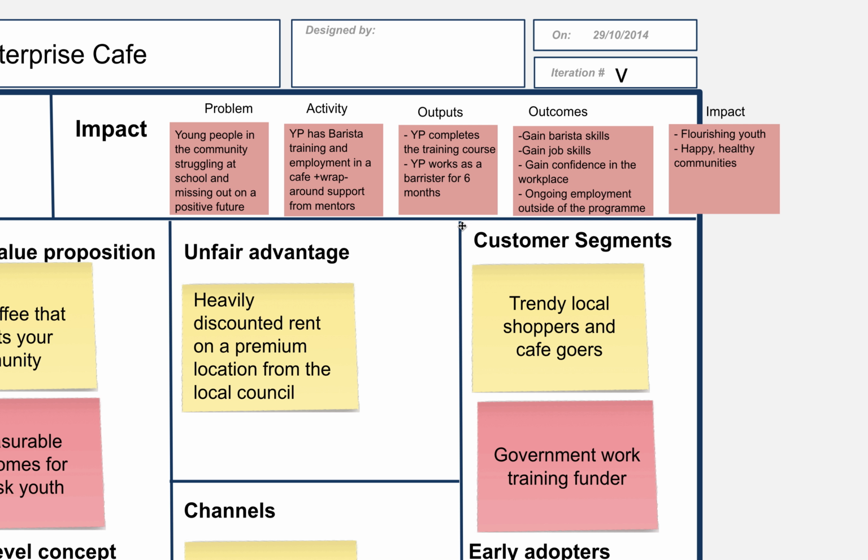The outputs, what happens as a result of this? So the young person completes a training course, the young person works as a barista for 6 months, and then the outcomes. What are the positive things that happen short and medium term as a result?